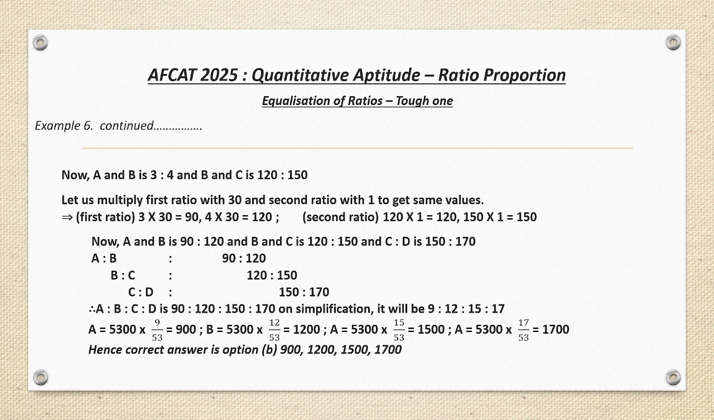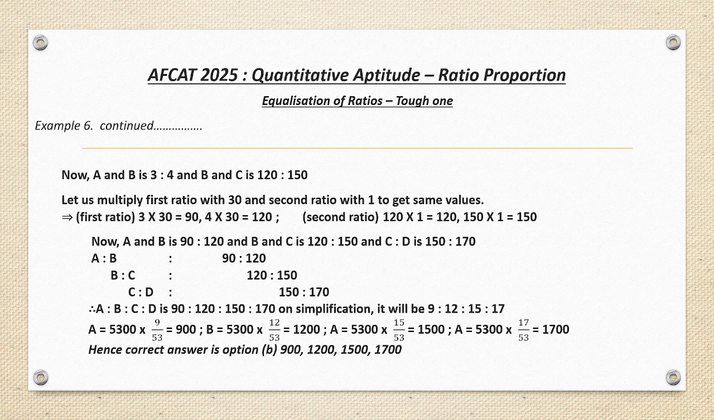Right. So correct option. B we get 900. B we get 1200. C we get 1500, and D we get 1700. So the correct answer is 900 to 1200 to 1500 to 1700.